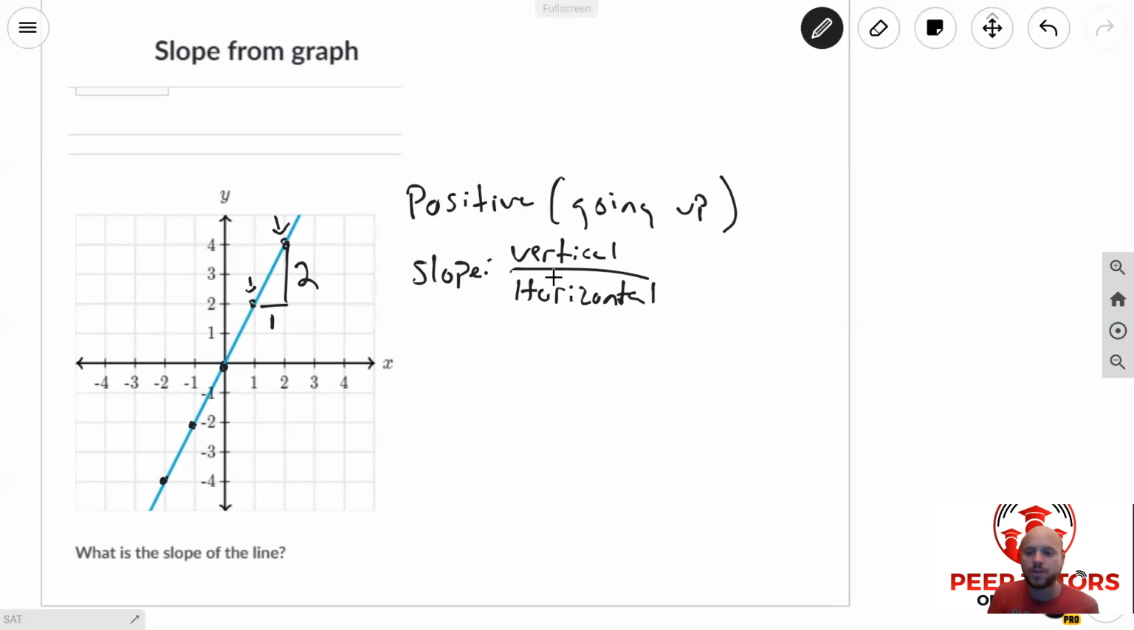It's a ratio of change. It's a ratio of the vertical change to the horizontal change. So the vertical change is 2, and horizontal change is 1. So it is 2. 2 over 1 is 2.